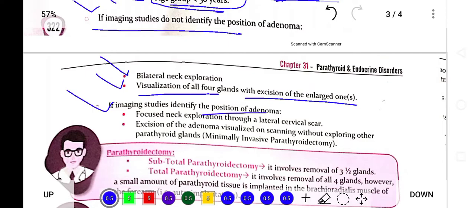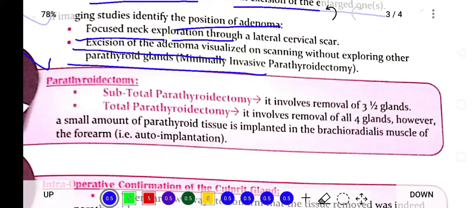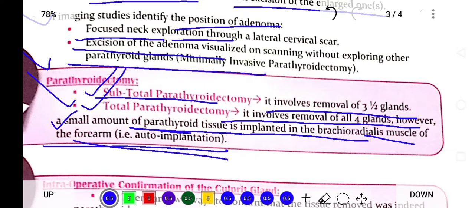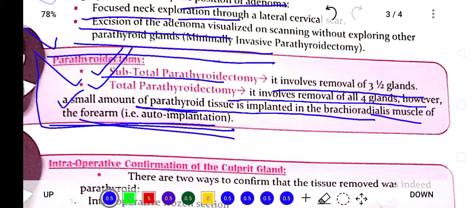If imaging studies show the position of the adenoma, then focused neck exploration and excision of the adenoma should be performed. There are two types of parathyroid surgery: subtotal parathyroidectomy and total parathyroidectomy. Subtotal parathyroidectomy involves removal of three and a half glands, and total parathyroidectomy is removal of all the glands. However, a small amount of parathyroid tissue is implanted in the brachioradialis muscle of the forearm. This is known as autoimplantation. These are the types of parathyroidectomy in which the parathyroid glands are removed.